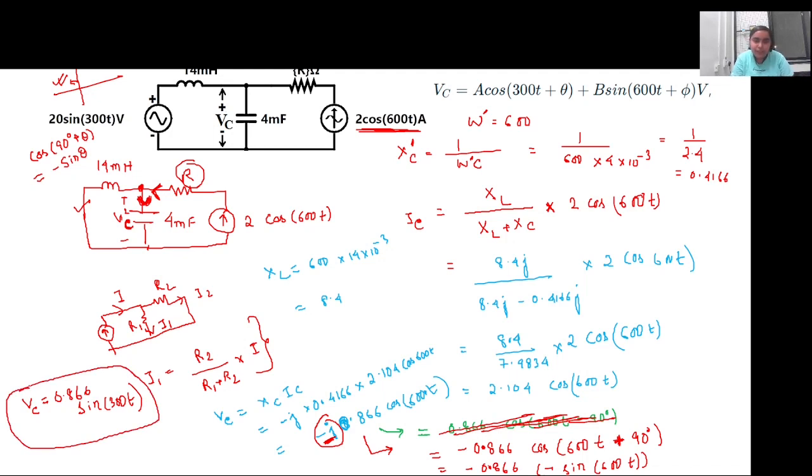Is this okay with everyone? Yes, ma'am. Okay. So now that we have VC, this is VC2, right? Wherever I have written VC, this is the VC2. That is due to the second source.